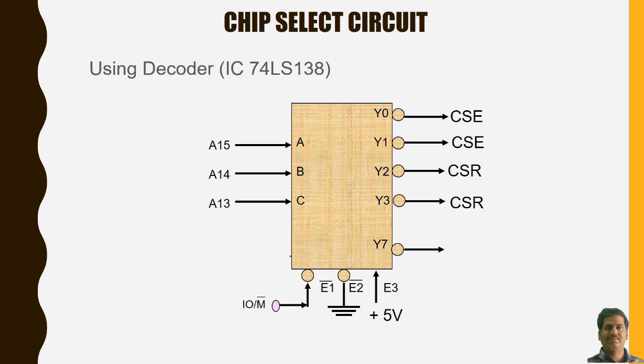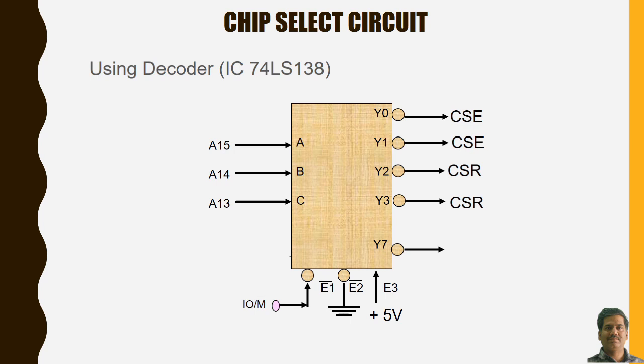A13, A14, A15 will be used as input, and when it is 0, the chip select for the first EEPROM will be selected. Thereafter for 1, 2 and 3, accordingly the other EEPROM and RAMs will be selected, and IOM bar will be used to give the enable or disable signal. So when it is a memory related operation, these memories are selected, otherwise they are not selected, as we have seen in our earlier slides as well.